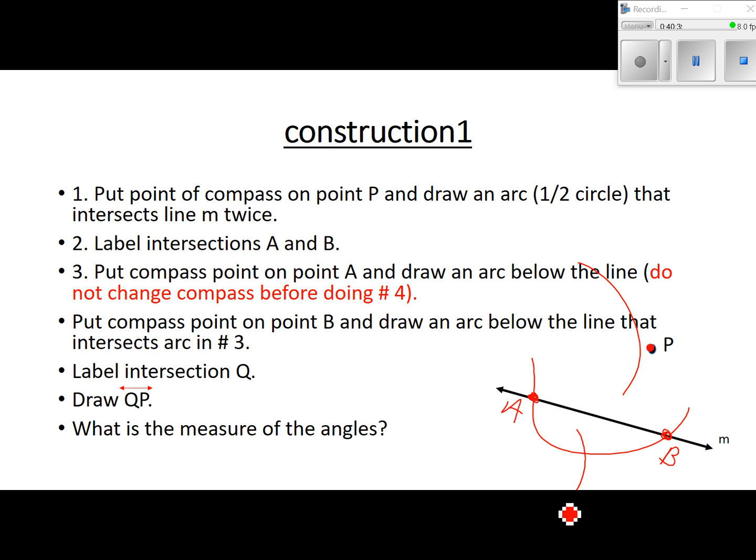Now you don't want to move your compass. Don't change the setting on your compass. Don't look at the numbers on your compass. Oh, it's a 2. That doesn't matter. What matters is that you just don't move it. And you go over to B and you do the same thing. Does it intersect? Those two should intersect. That's what we want. You got it right there. That's the point that we want.